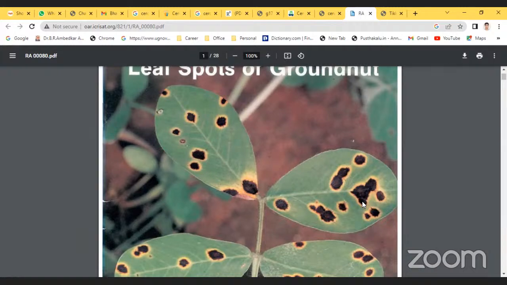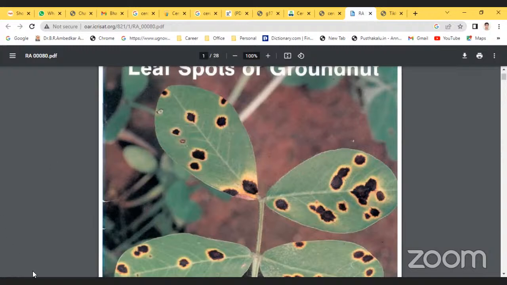When the Cercospora disease attacks this plant, what is the first spot that appears? Yes, tell me. The first is dark brown color, and there is yellow color. Later, the yellow turns into reddish brown. Then this reddish brown finally turns to black color.